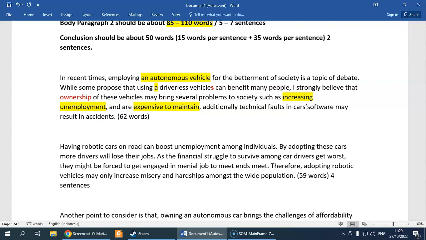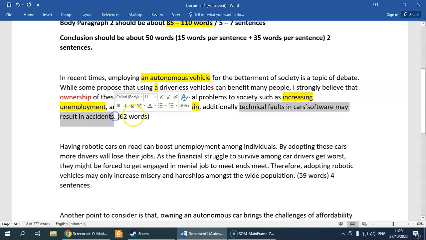Like that. Not in the S, but after the cars, not before the software. Technical faults in car software may result in accidents. Okay, 3 points. You have 3 points you want. First, it makes jobs are losing, and then it's expensive, and then it's, what is it? Unreliable, totally unreliable, because sometimes it means accident.